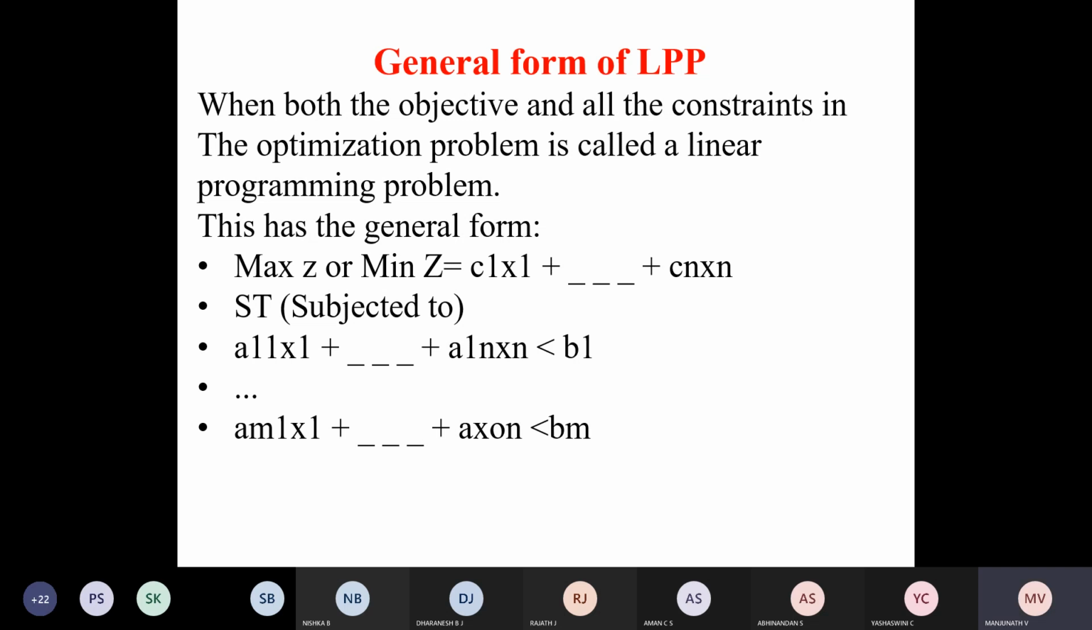If x and y are the variables you consider, or if you say x1, x2 are the variables, x1 should also be more than or equal to 0, and x2 should also be more than or equal to 0. I have written x, y here. Even it could be x1 and x2. Write x, y, p, q, whatever you want. But these variables should always be positive.